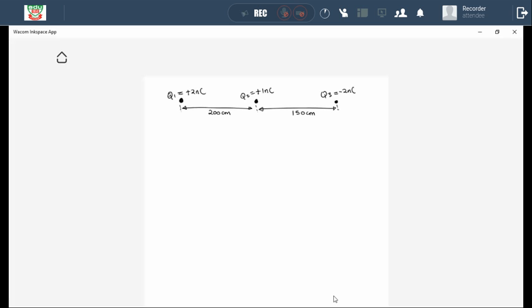Then the question says, what is the net electrostatic force on charge Q2 due to the other two charges? Right, like that. Now, how do we deal with this scenario?